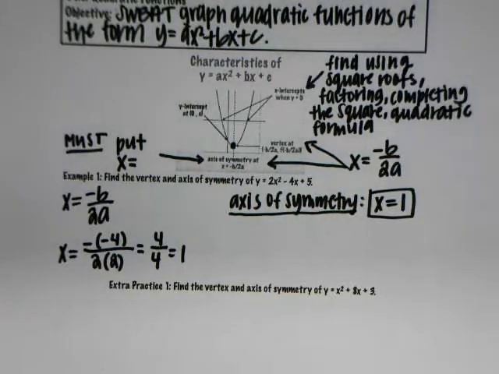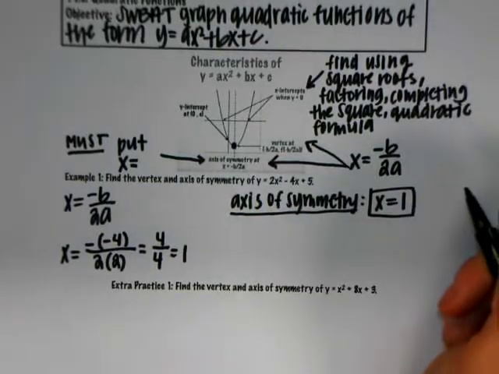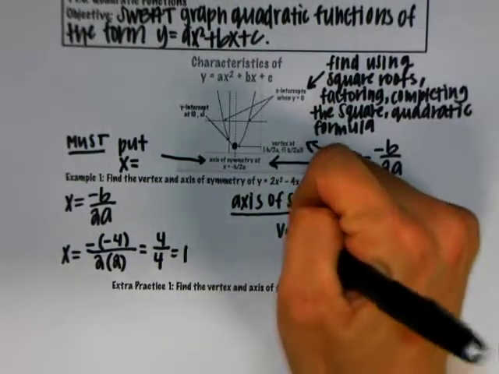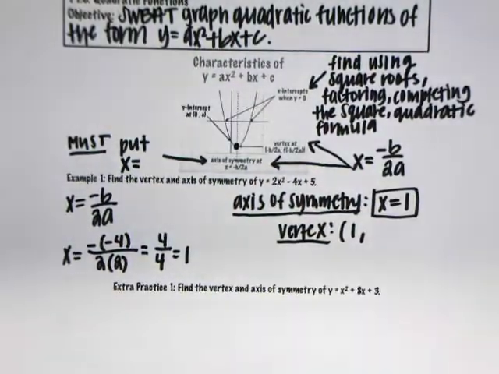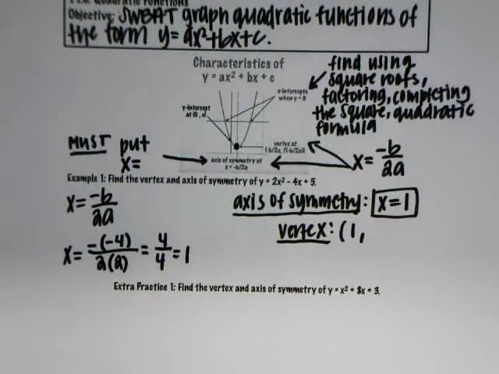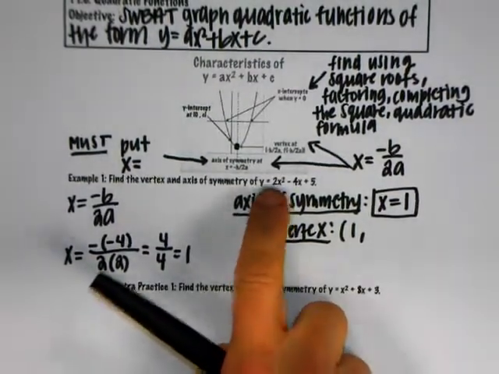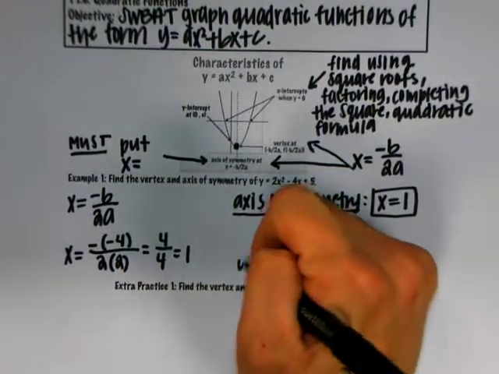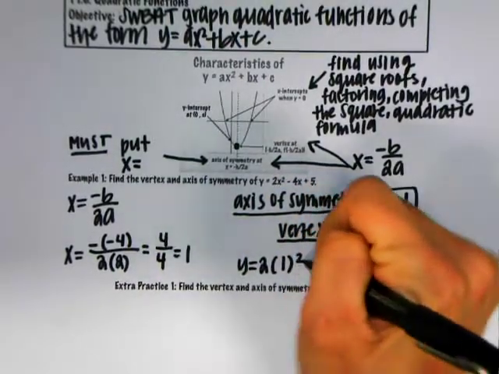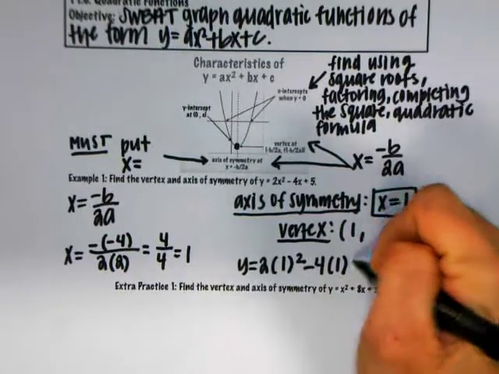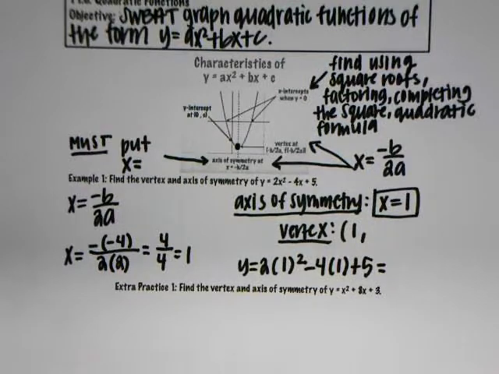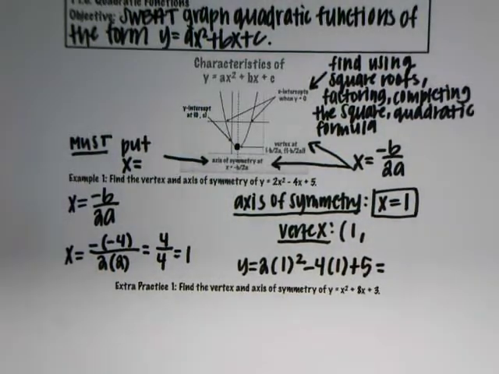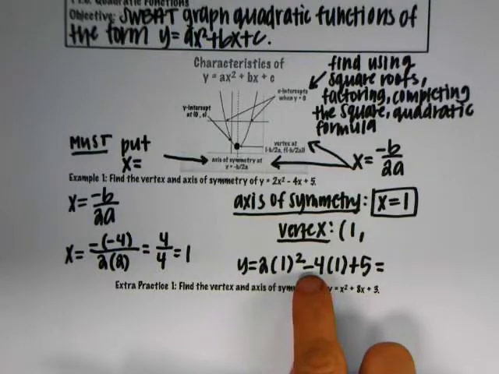You can write A of S if you want. And then your vertex is going to be 1 comma something, so the same x value. To figure out what the y value is, you go back to your original function right here and just plug in the x. So you're going to do y equals 2 times 1 squared minus 4 times 1 plus 5. And you can put that whole thing into your calculator as is. So maybe grab a calculator and practice putting that in to make sure you can do it. Make sure you're using a subtraction sign right here, not a negative.